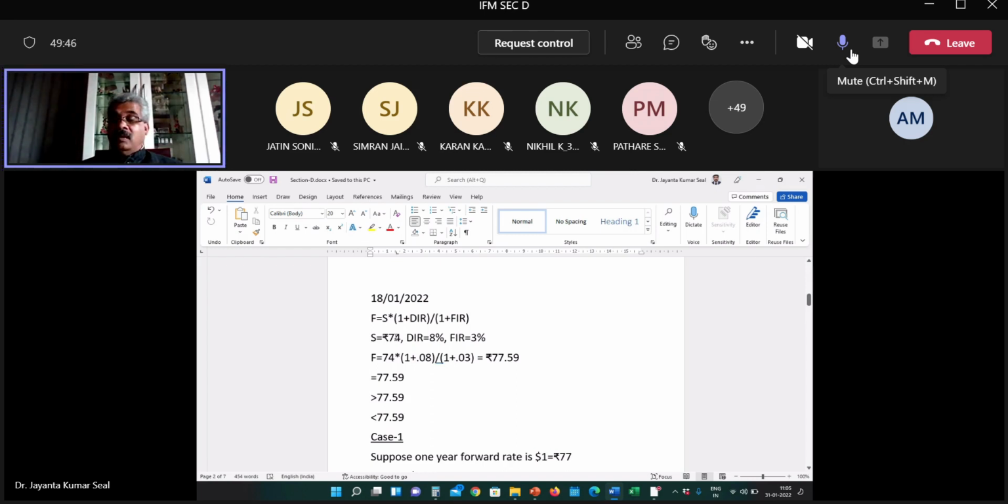6 minutes past 11, the spot rate changes to 74.5. Neither your domestic interest rate is changing nor your foreign interest rate is changing. So only depending upon your spot rate, everything is changing: all 1 month forward, 2 month forward, 3 month forward, 4 month forward, everything is changing.